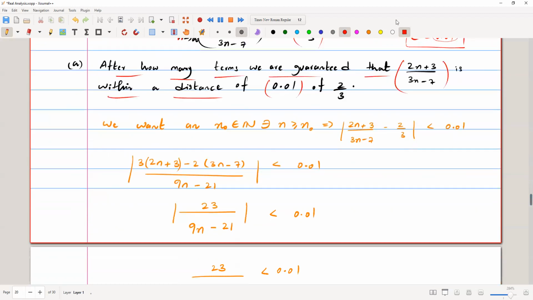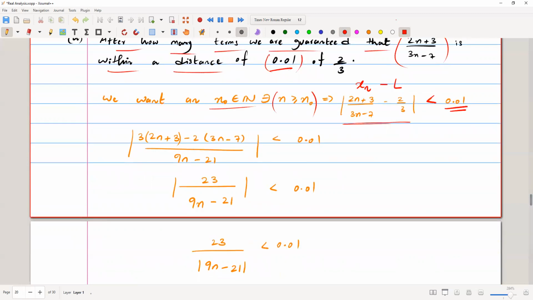Okay, let's start. We want an n naught belonging to the natural numbers such that whenever we go beyond that n naught and take any n belonging to the natural numbers, this will imply that |xn - L| is less than the epsilon that I am taking here, 0.01. So let's solve this problem.